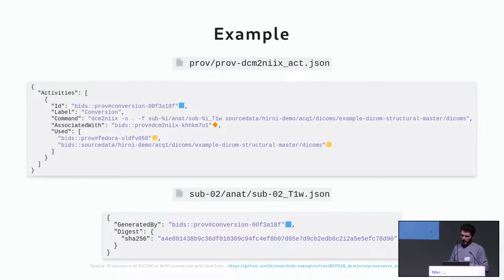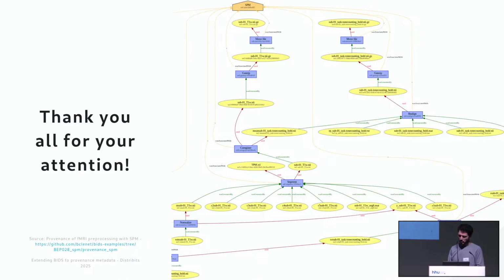And below is the content of the description of a file as a JSON sidecar. Here we see also that this file was generated by the activity that was described in the other file. And we can also have in this file some other metadata related to provenance, for example, the checksum of the file. So that's it. Of course, it's simple, but it can apply to more complex graphs, and we hope to do great research with that. Thank you.